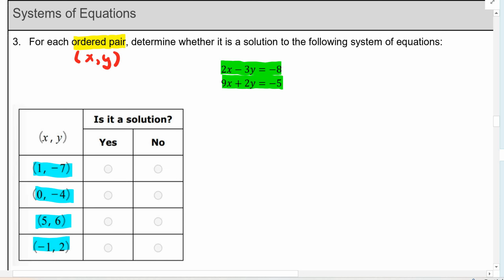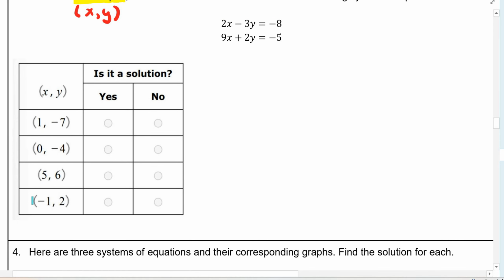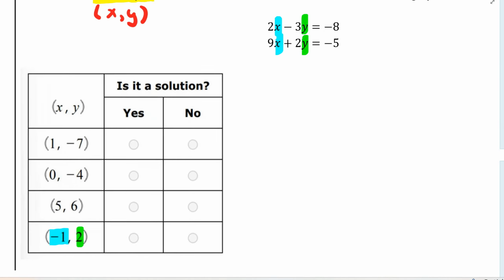Right here, highlighted in green. Now, I've already worked through this problem, and I want to say that the answer that works is the last option here, which is (-1, 2). So -1 is your x value, and 2 is your y value. Anytime we see an x, all those x's will be substituted with the value of -1, and all the y values will be replaced with positive 2, and we just need to confirm if the left-hand side equals the right-hand side.